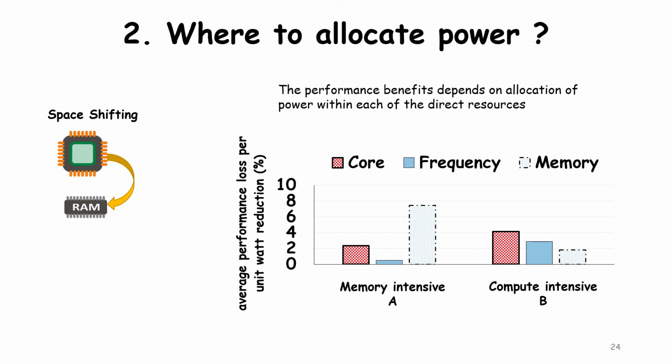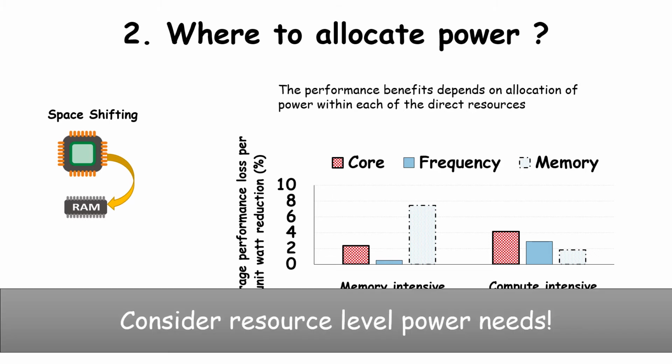This figure shows the relative utility per watt for each of the direct resources in our experimental platform for the two applications. App A is more memory intensive than App B. Therefore, it benefits substantially more in having additional watts devoted to memory. In fact, this is even more beneficial than adding an extra core or boosting frequency. This is in contrast to the resource level power utilities of the compute intensive application App B. This illustrates that by being aware of resource level power utilities, we can make effective use of the space shifting property.